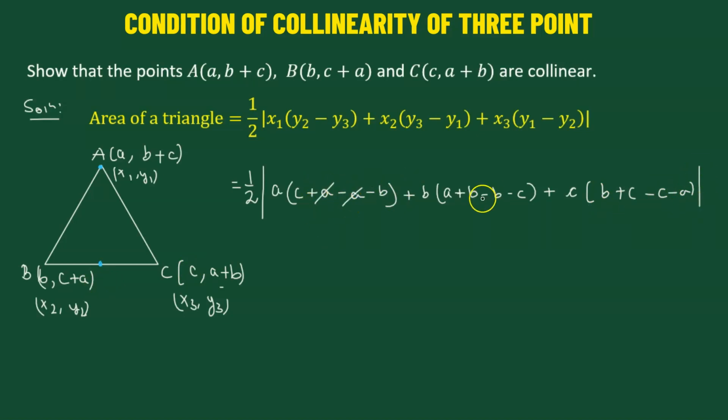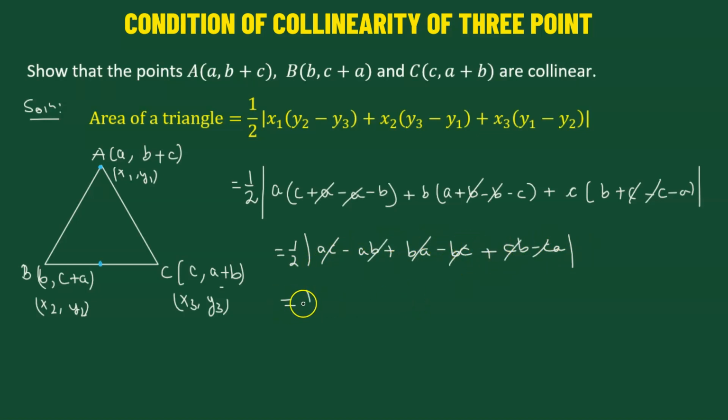So a and negative a, b and negative b, c and negative c, they get cancelled out. And this leaves us with half multiplied to, we have a times (c minus b), so that's ac minus ab, plus we have b multiplied to (a minus c), so that's ba minus bc, and then we have c multiplied to (b minus a), that's cb minus ca.